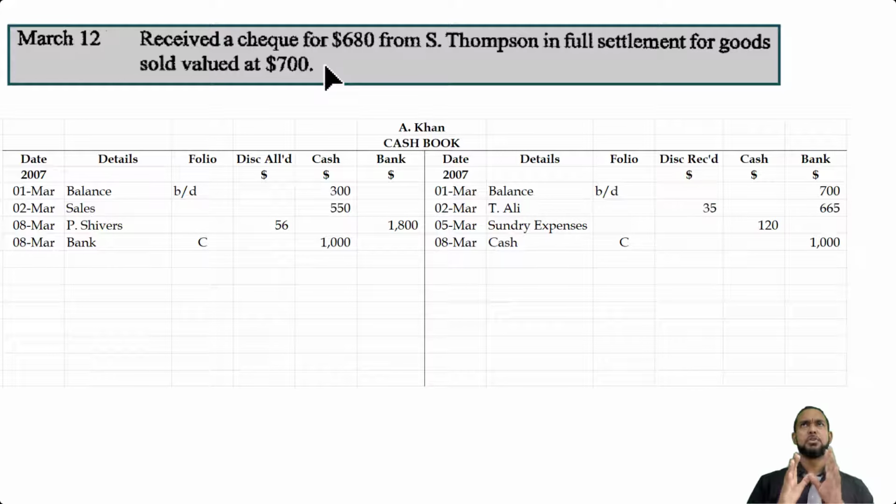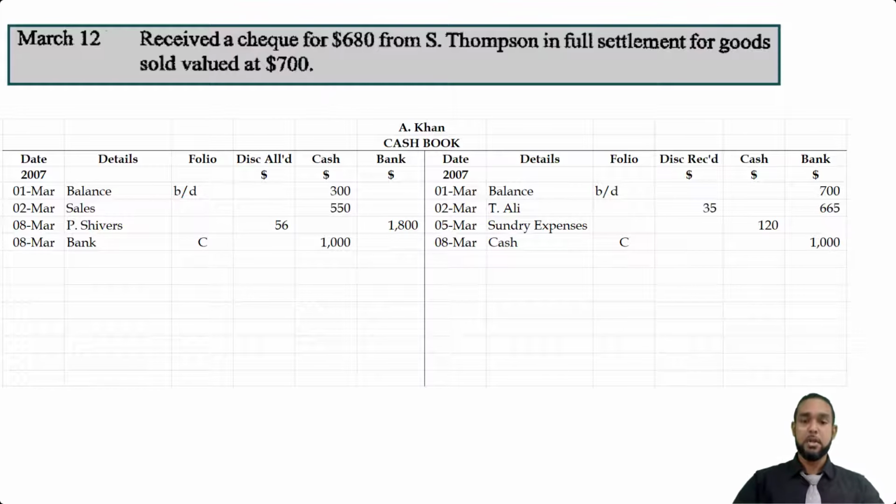So if the goods sold were valued at $700, S. Thompson was supposed to pay us $700, but they're paying us $680 in full settlement. So full settlement means they've paid off. They no longer owe us any money. How is that possible? How could they pay less and now not owe us any more? What about the $20? That's discount allowed. So we now are allowing S.